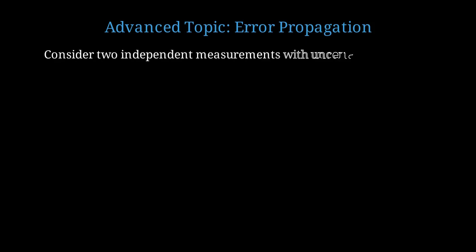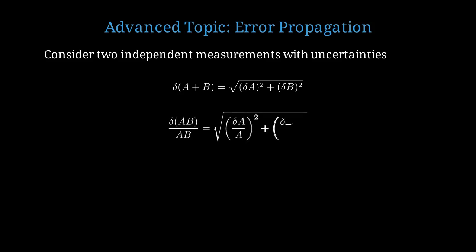Now let's address error propagation. When we combine results from multiple subtasks, how do uncertainties accumulate? Consider two independent measurements with uncertainties. Measurement A plus or minus delta A and measurement B plus or minus delta B. For addition or subtraction, uncertainties add in quadrature. Delta of A plus B equals square root of delta A squared plus delta B squared. For multiplication or division, fractional uncertainties add in quadrature. The relative uncertainty in A times B is the square root of the sum of squared relative uncertainties.